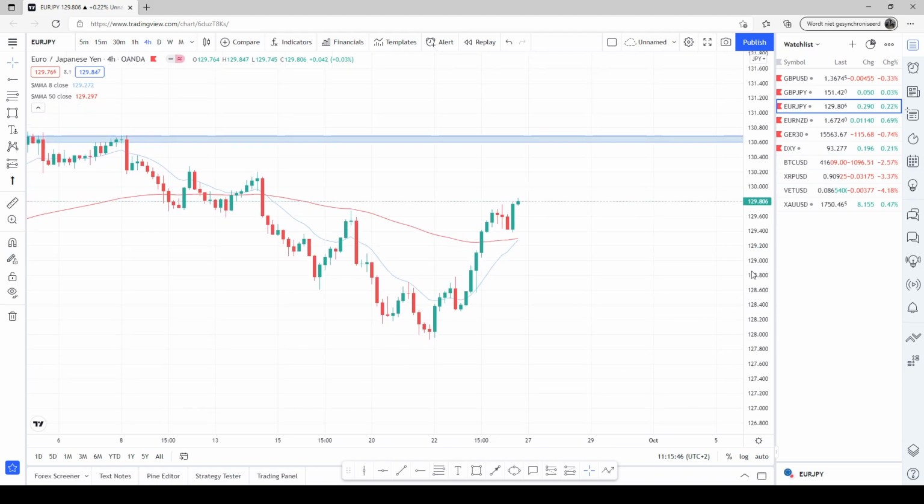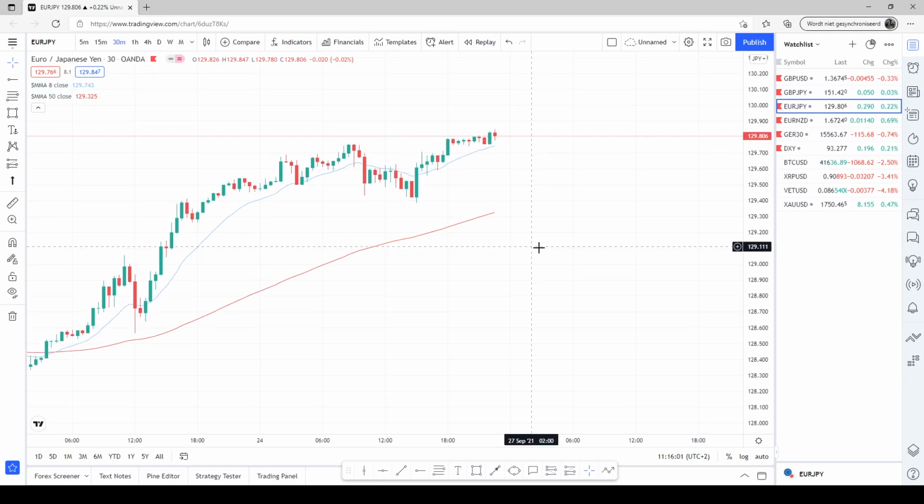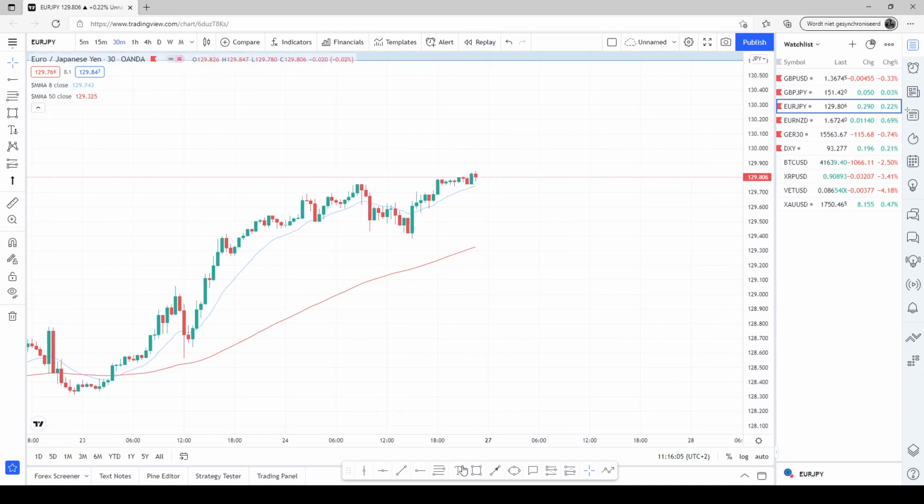Yeah, a lot of traffic, a lot of resistance areas. Not too beautiful in my opinion. We have a support zone over here, also on the 4-hour, but I will mark it up on the 30 minutes, I think. Yeah, 30 minutes looks much cleaner. I don't really like the structure.